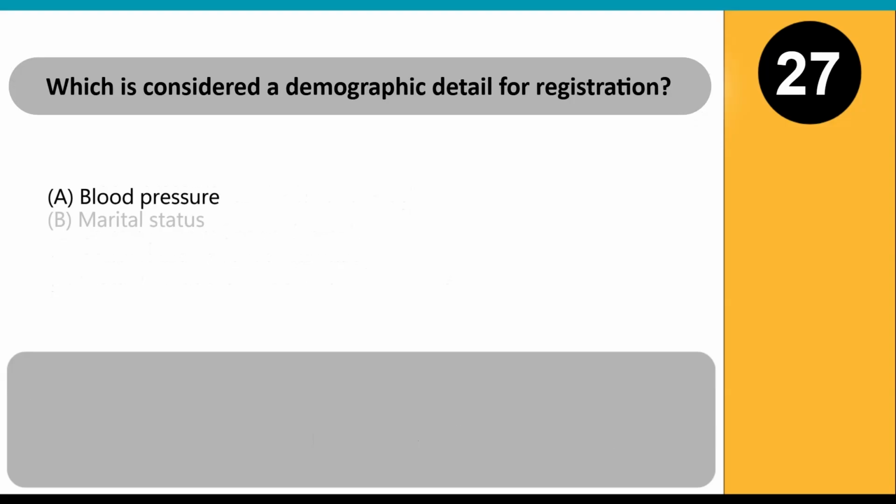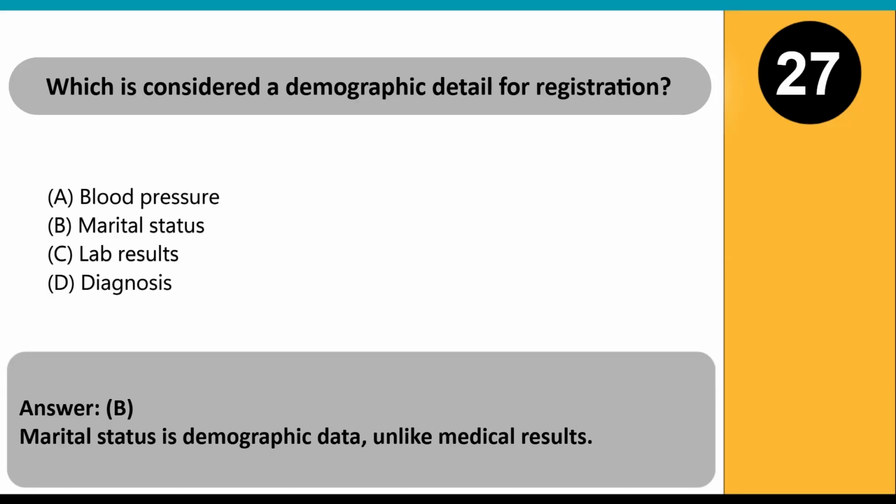Which is considered a demographic detail for registration? A. Blood pressure. B. Marital status. C. Lab results. D. Diagnosis. Answer B. Marital status is demographic data, unlike medical results.